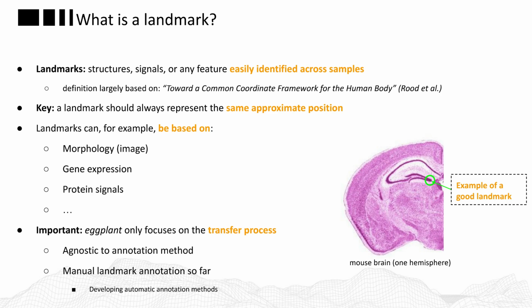Now, what's really important here is that eggplant only focuses on the transfer process, meaning it's completely agnostic to the annotation method. And so far, all of the examples and results that you will be seeing here have been manually annotated by a non-expert, aka me, which is actually really nice, because if I can get this method to work with my crappy annotations, anyone with the slightest clue about the biology of the samples that they're analyzing should be able to get this to work without any issues.